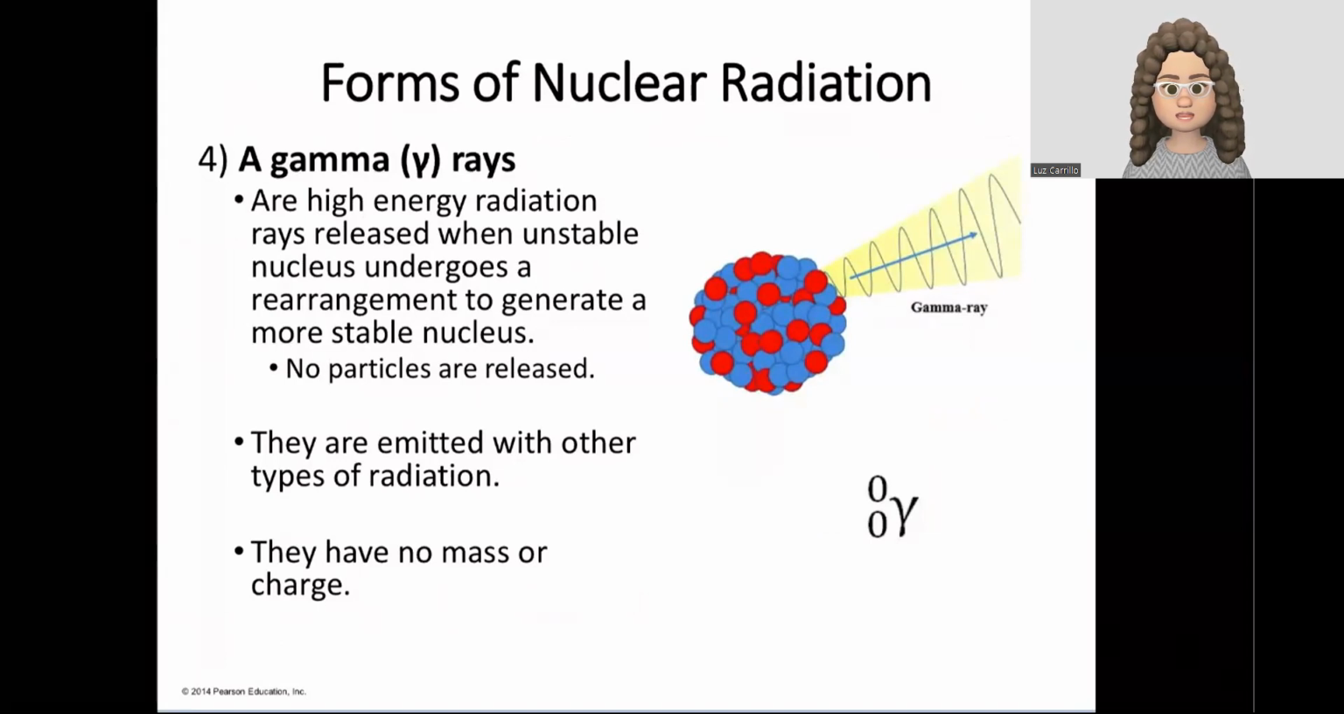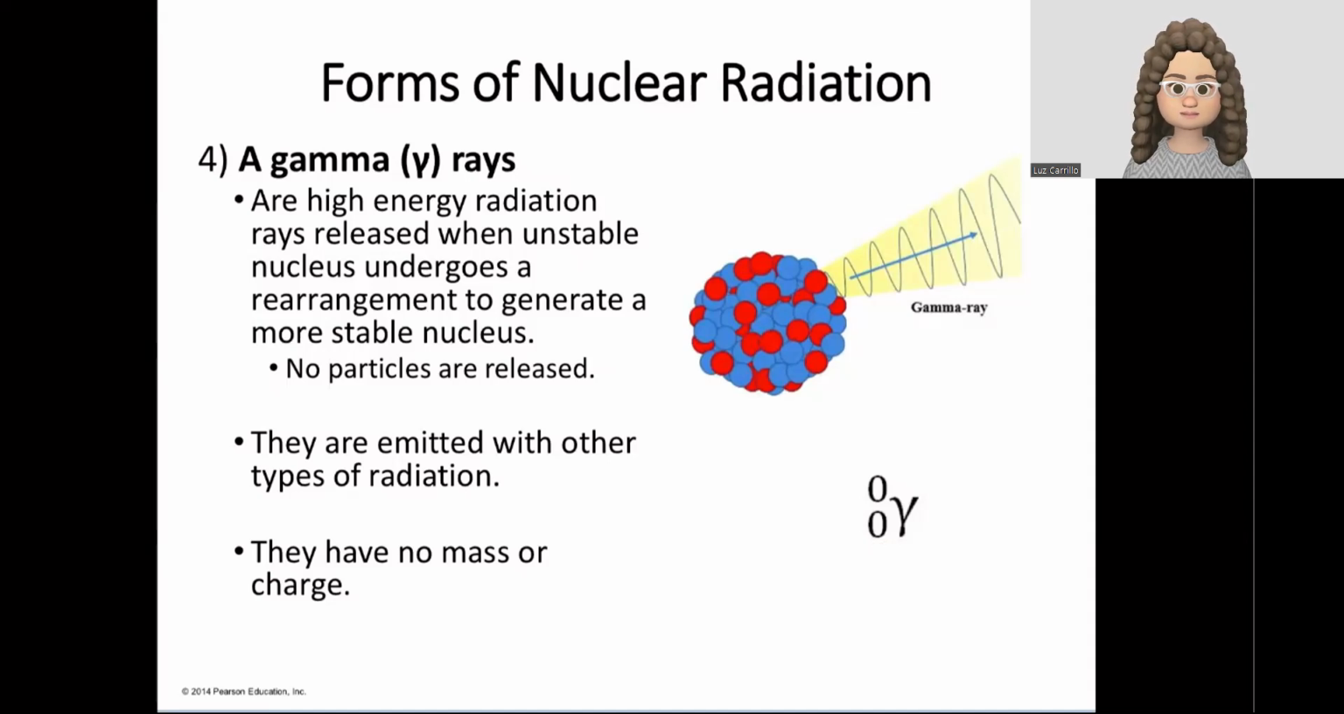So that's why we observe that when it comes to the symbol for gamma ray, we see the symbol gamma, the Greek letter that represents gamma. We see no mass number. We don't see a value for the atomic number.